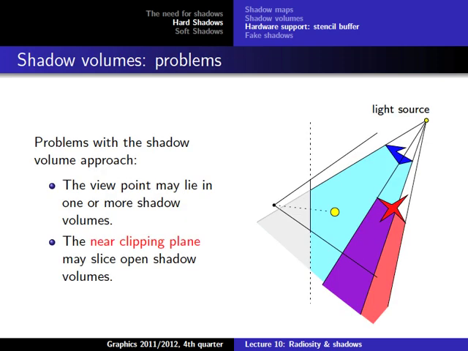Good. And now we come to the problems of the stencil buffer, one of which you already mentioned, which is that the viewpoint might be inside of the volumes. And then, of course, the calculation of this counter plus and minus is screwed up because we're not entering the shadow volume. And also we can have the problem that the near clipping plane can cut off parts of our volume. And then we have this situation that when we look towards the object, we don't see the border of the shadow volume. So these are two problems that we have.